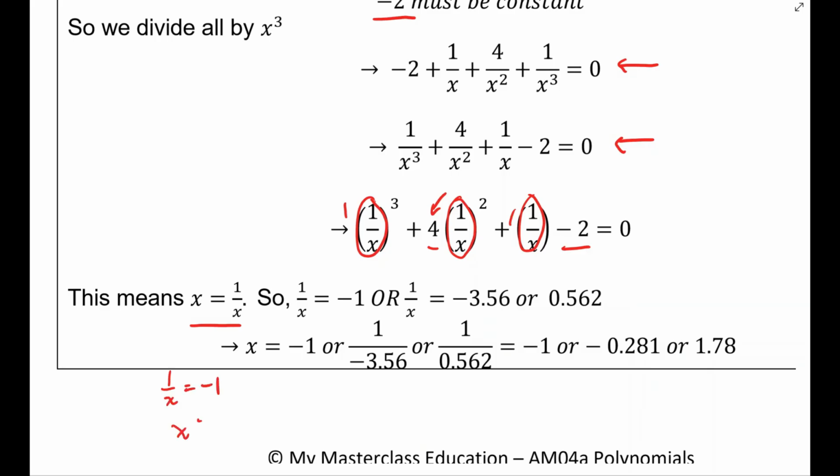Then we will know x equals 1 over minus 1, which equals minus 1. Or 1 over x equals minus 3.56, and you know x equals 1 over minus 3.56. And likewise for 0.562.